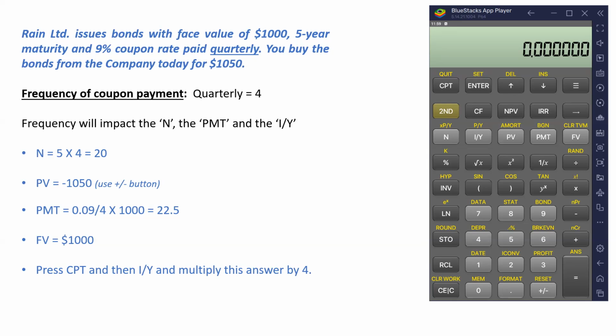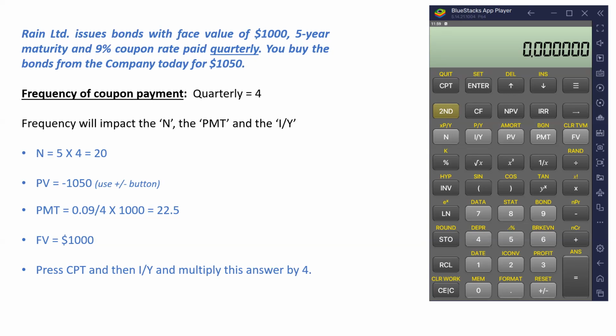Rain Limited issues bonds, face value is 1000. It's a 5-year maturity. 9% coupon rate is paid quarterly, that means 4 times in a year. You buy the bond from the company today for 1050. So frequency is quarterly, which is equal to 4. And as said before, frequency will impact the N, the PMT as well as the I/Y.